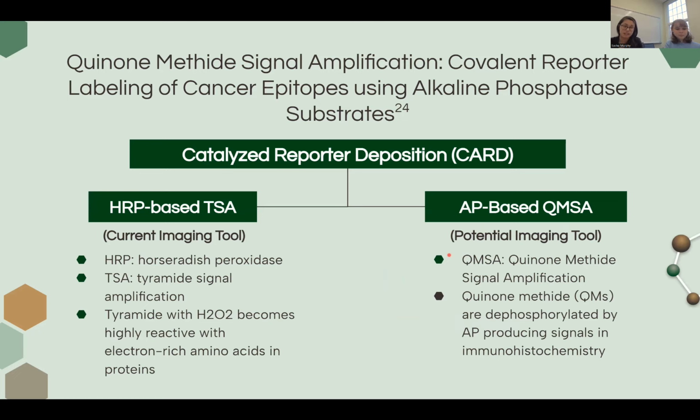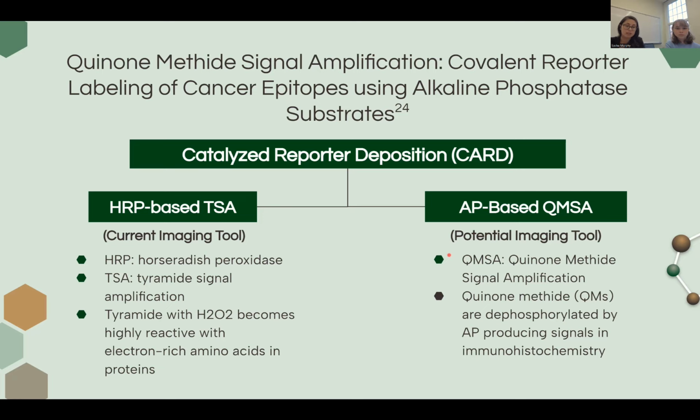And they basically are under this whole type of group where they used CARD, which is also known as catalyzed reporter deposition, and reporter meaning that it's just a molecule that is able to bind to tissue and be able to quantify and stain what we're trying to look at. So the current tool that they use is HRP-based TSA, which is also known as horseradish-based tyramide signal amplification.